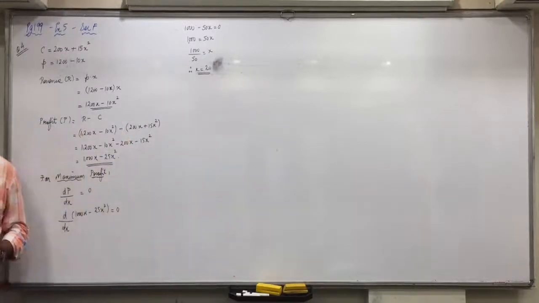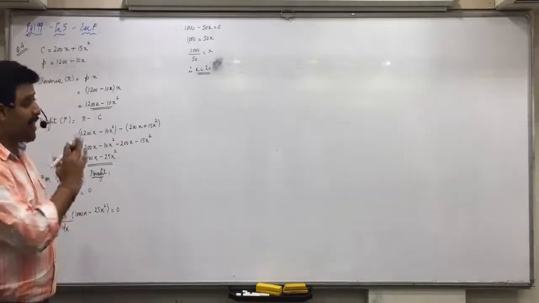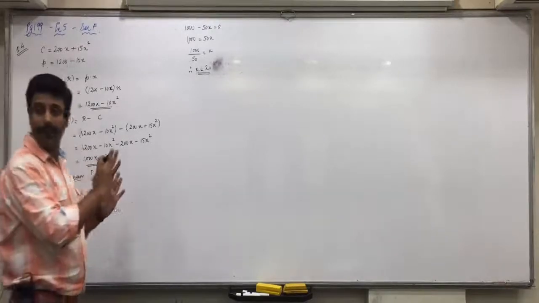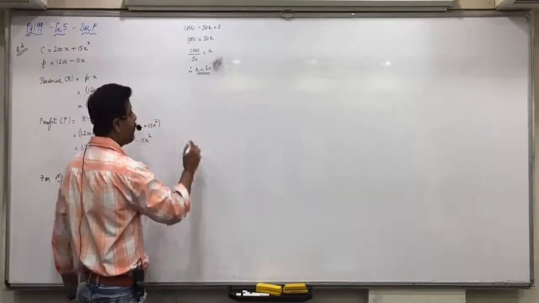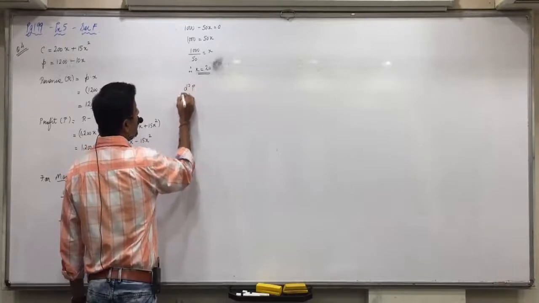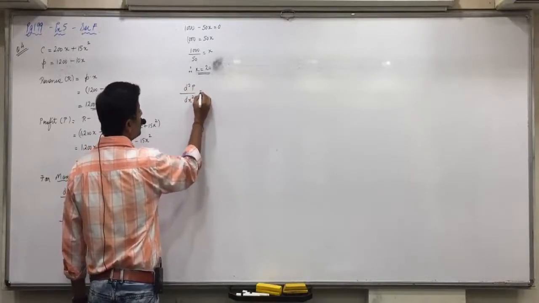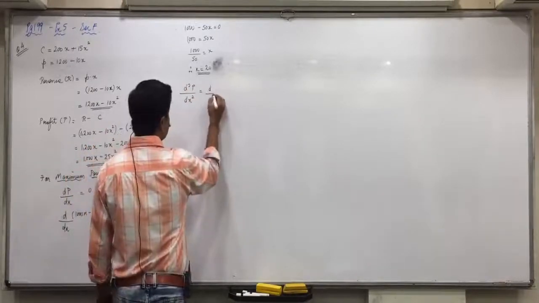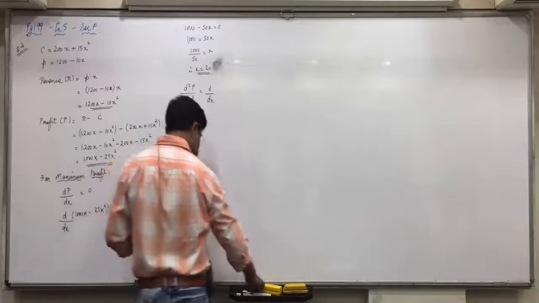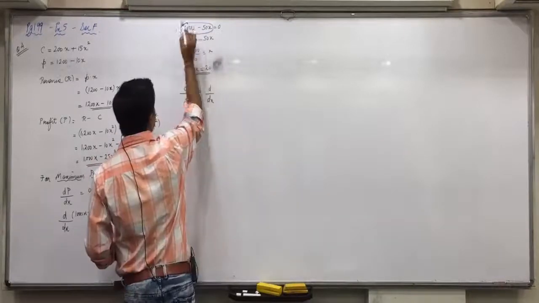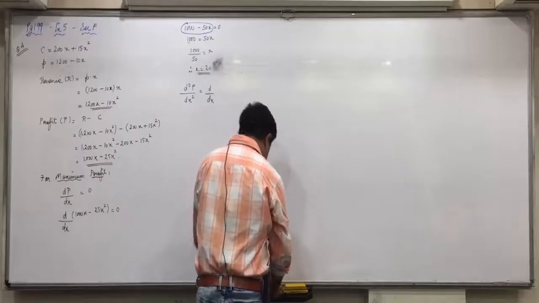Single value of x is obtained. Means automatically your d square P upon dx square will come negative at that value. Is everyone clear with it? Now you have to fulfill the condition that at this value of x the profit is maximum. So what will you find for that? d square P upon dx square. That is d upon dx of, now what was dP upon dx? 1000 minus 50x. This is to be differentiated again.